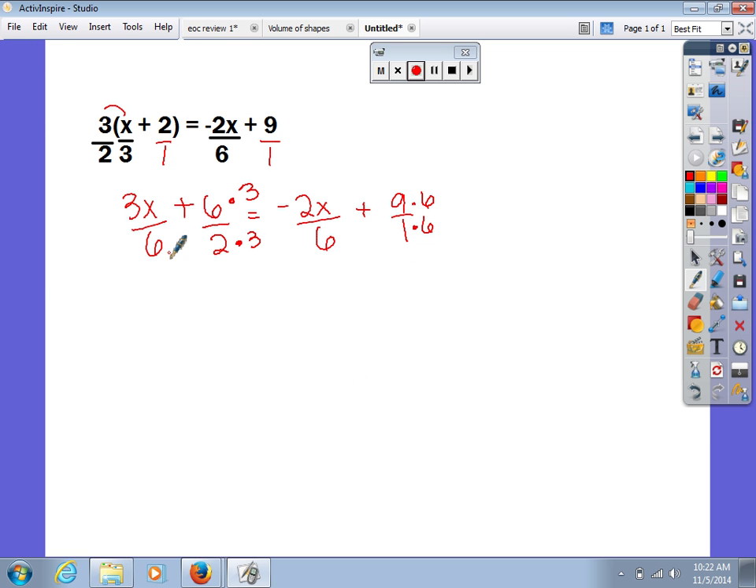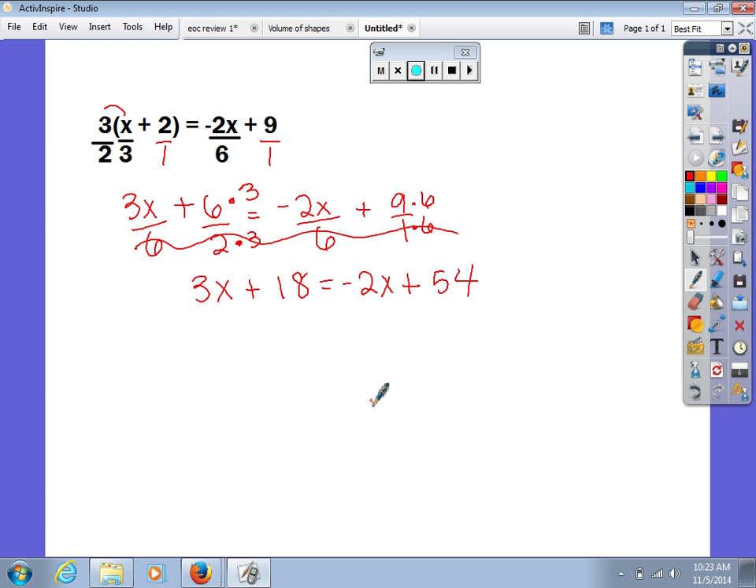Now what happens since they're all 6? What's going to happen? Yes, we say bye Felicia and we cancel them out, right? And then we just worry about the top. So 3x plus 18 equals negative 2x plus 9 times 6 is what, y'all? 54.